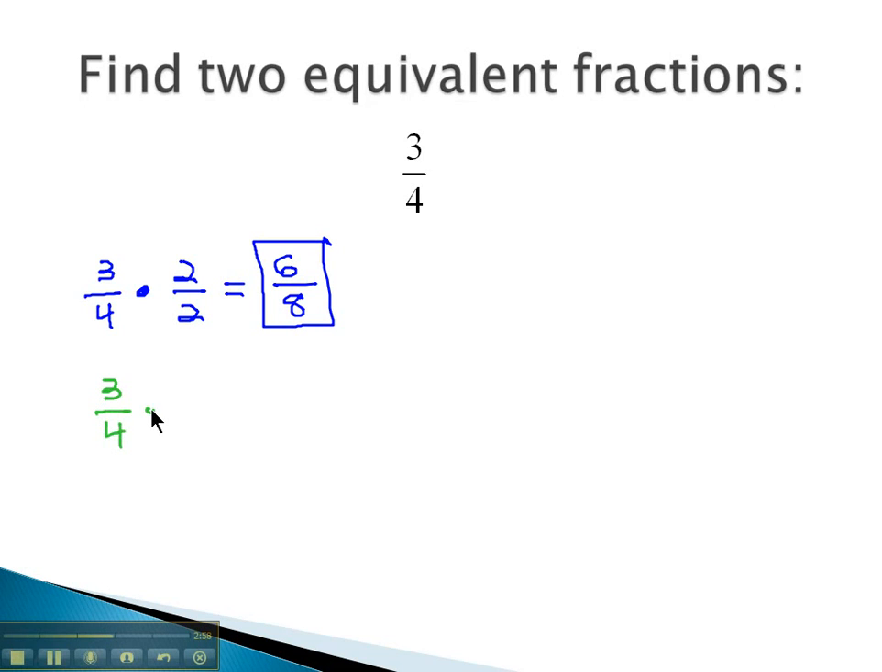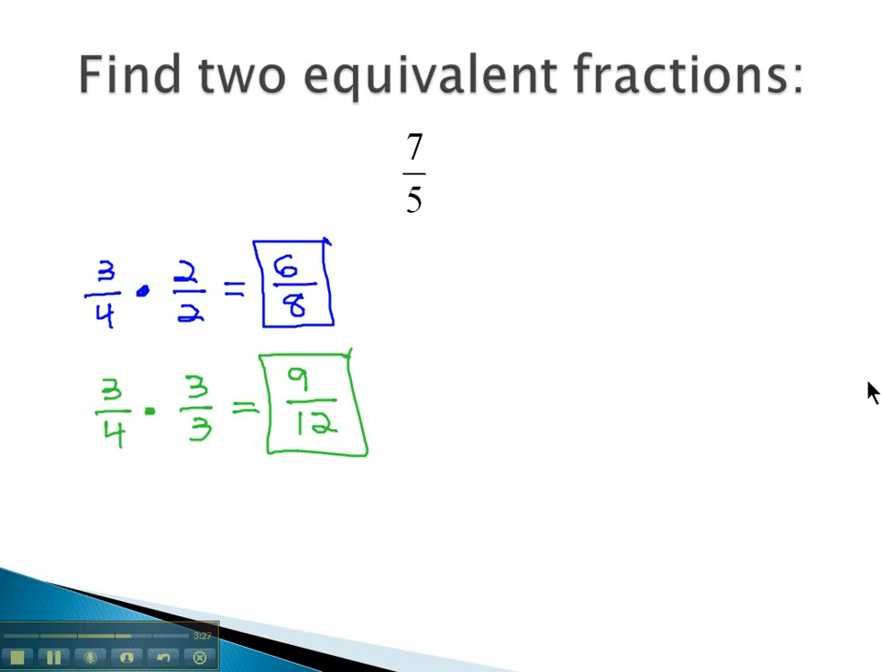We could multiply 3/4 by something else to get a second equivalent fraction, maybe 3 over 3. As long as the top and bottom are the same, we're multiplying by 1, so 3 times 3 is 9, and 4 times 3 is 12. We get this equivalent fraction 9/12. All 3 of these fractions represent the same value, even though they might look a little different.